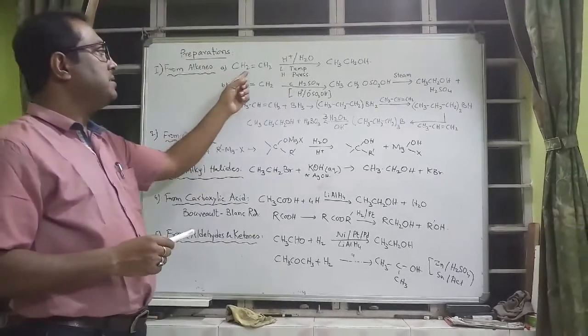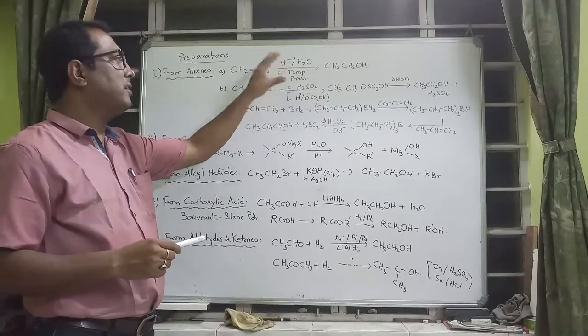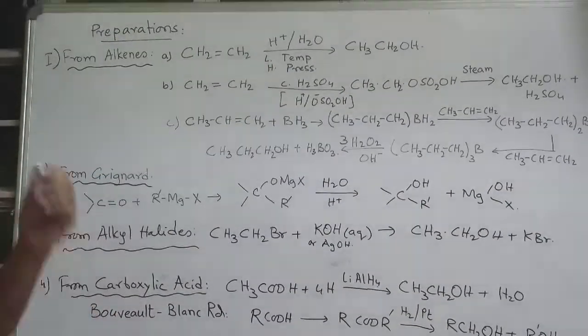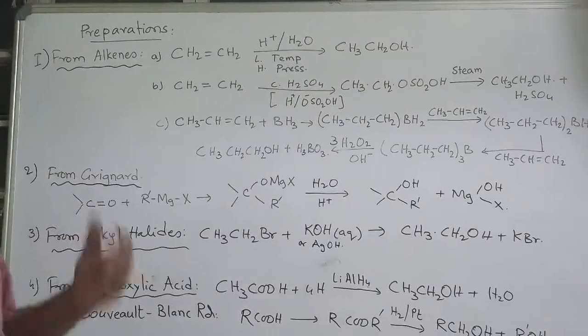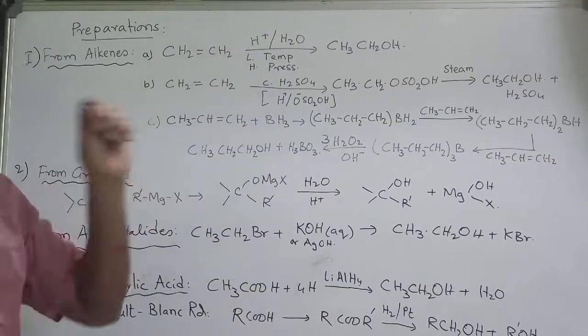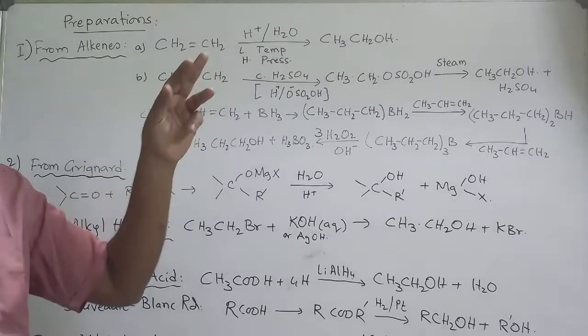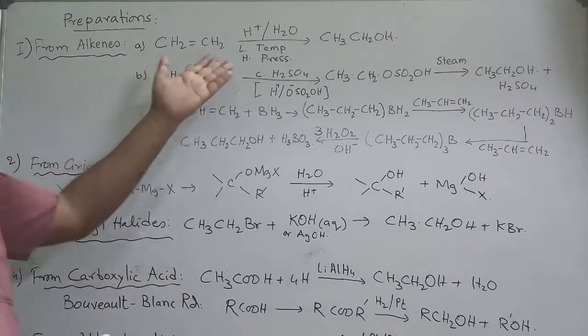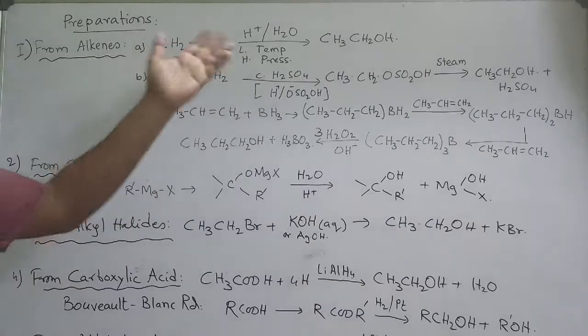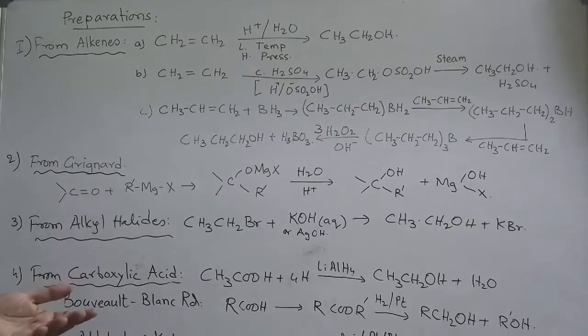The alkenes, when we are giving them acid hydrolysis. When we are doing acid hydrolysis, remember the acid here is sulfuric acid in the presence of water at very low temperature, maybe ice cold, and at a high pressure, you are going to get the alcohols.